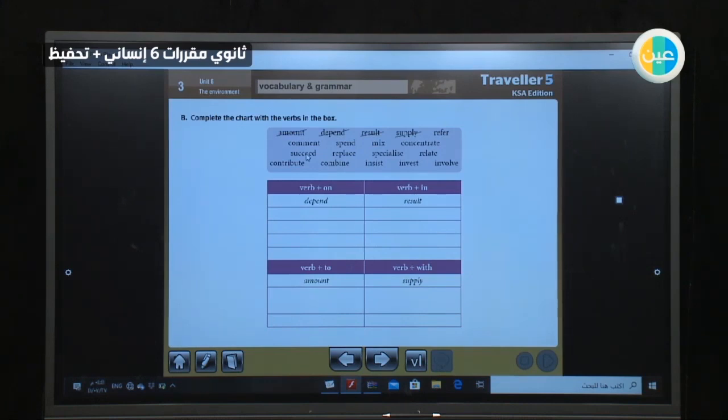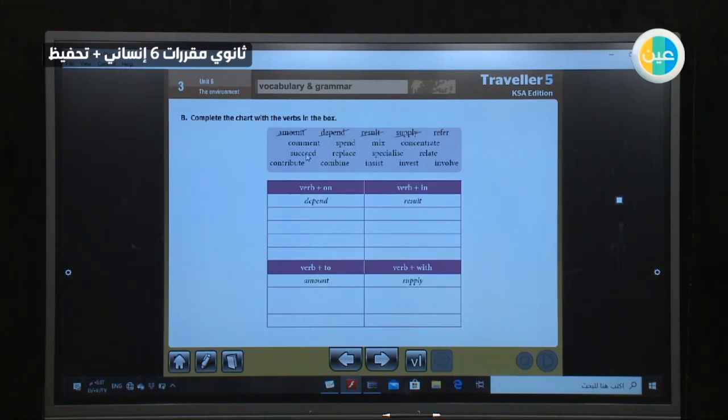Contribute, we have a previous example about contribute. I will check it with you later, sorry. Combine, something like mix. Insist and invest, something related to money. When you have money and you want to make it big, you invest it. And involve, it means this thing is related to other things or a topic or issue. Okay.